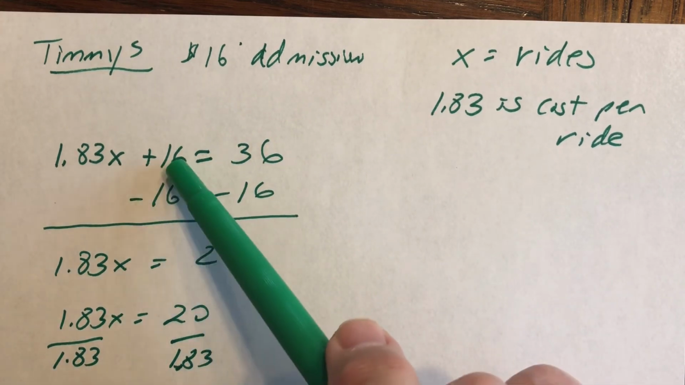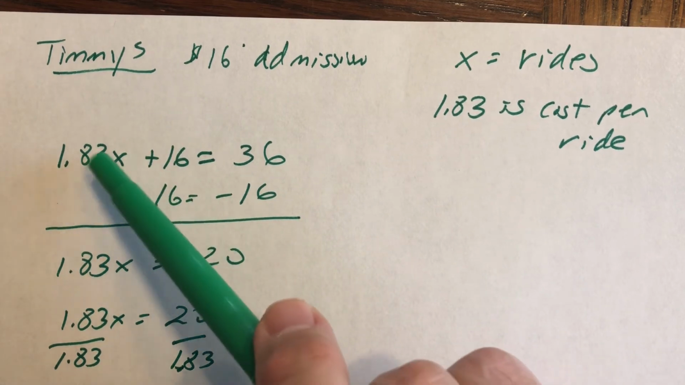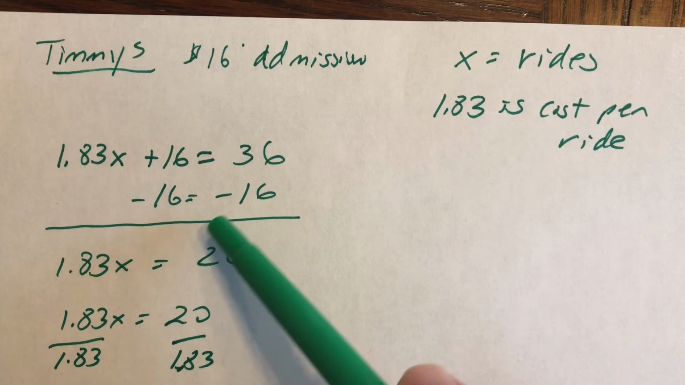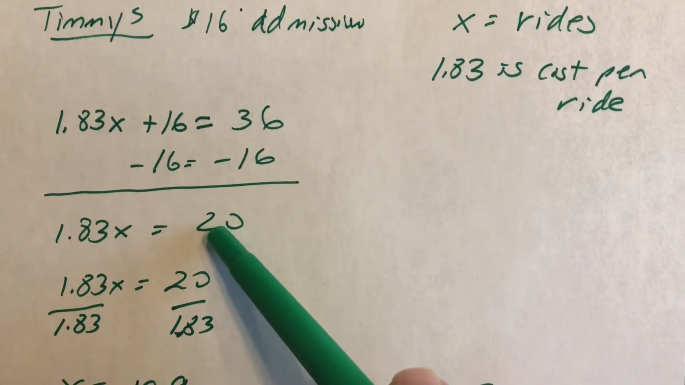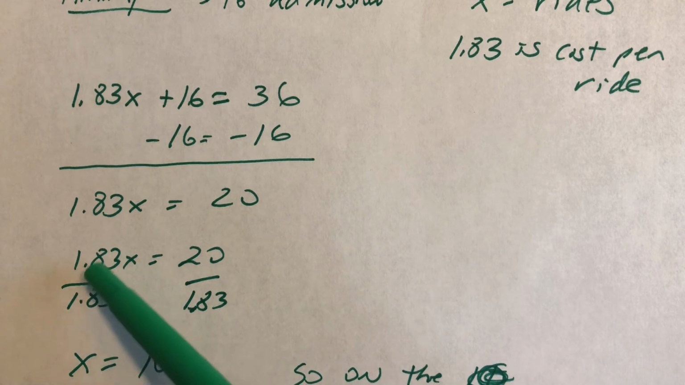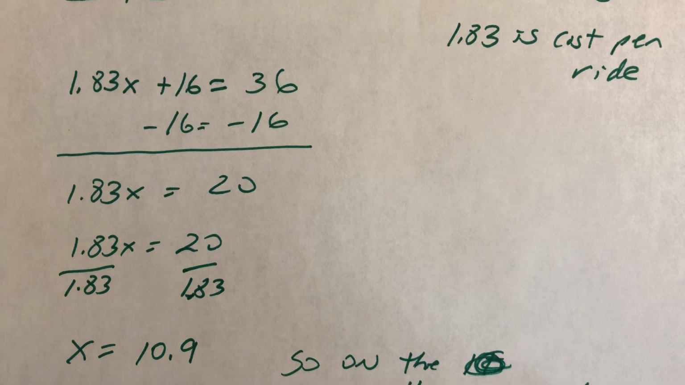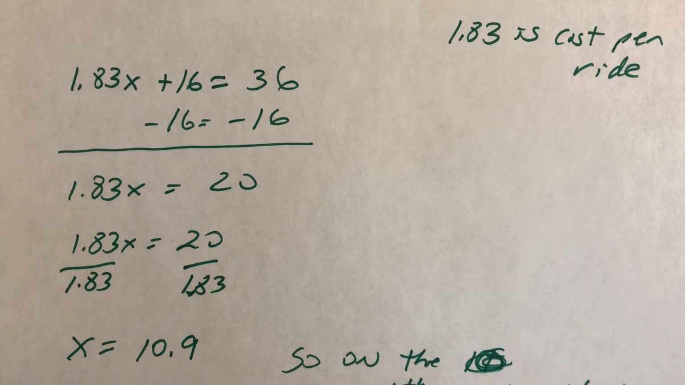So I'm going to get rid of the 16, minus 16 to both sides. That eliminates the 16 on the left side. Bring down your 1.83x. 36 minus 16 is 20. So now we divide by 1.83 on both sides. 1.83 divided by 1.83 is 1, 1 times x is x, and 20 divided by 1.83 is 10.9. So on the 11th ride, it's going to be more expensive at Timmy's Tidal Wave. All right, so that's how you set that up.